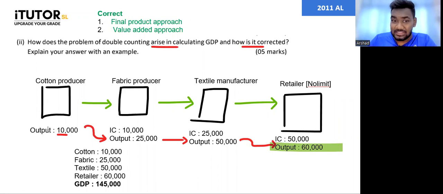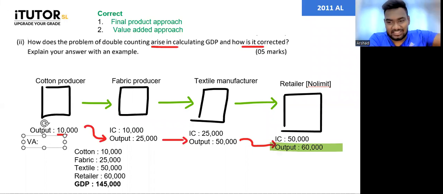Without any inputs, he is producing an output of 10,000. So how much is this farmer's value addition, guys? How much is the farmer's value addition? From trees, he is getting all the cotton and everything. Is it zero or is it something else? How much is value addition? With zero inputs, he's producing an output of 10,000. So his value addition, guys, is 10,000.